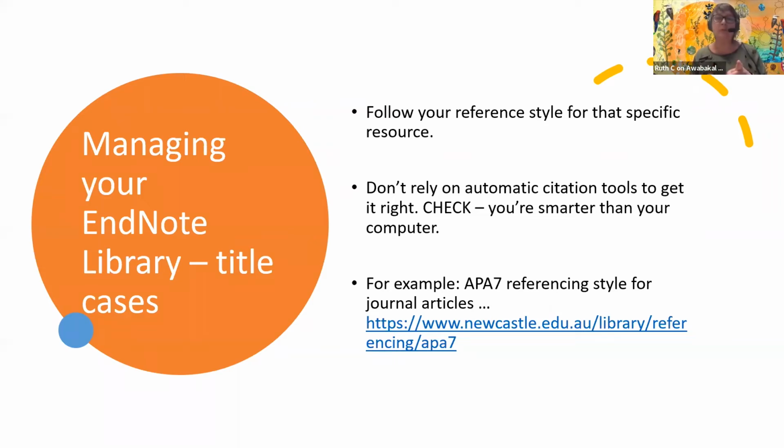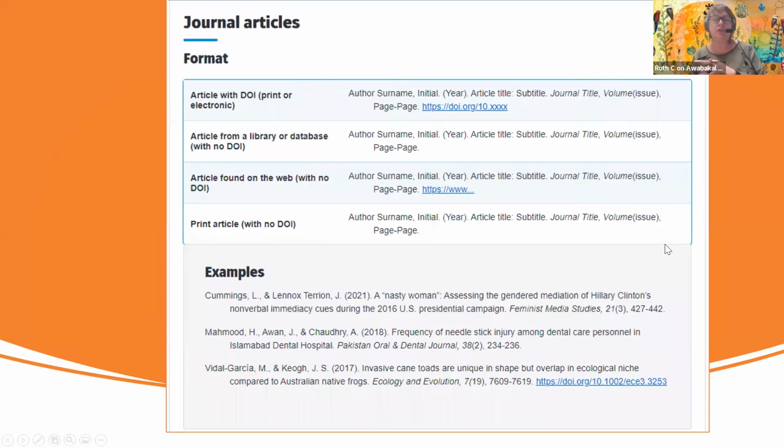For example, I've got a link there to the APA 7 referencing style for journal articles. And Fiona, if you go to the next slide, I've just got a screenshot of that page. So you can see that we give you the format, and then underneath the format we've got some examples, and you can see the capitalization in those examples on the slide. And that's all from me.